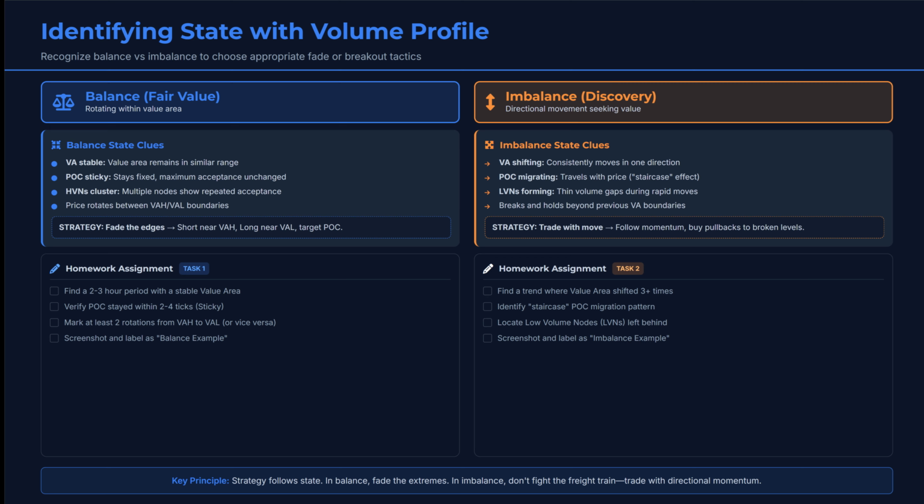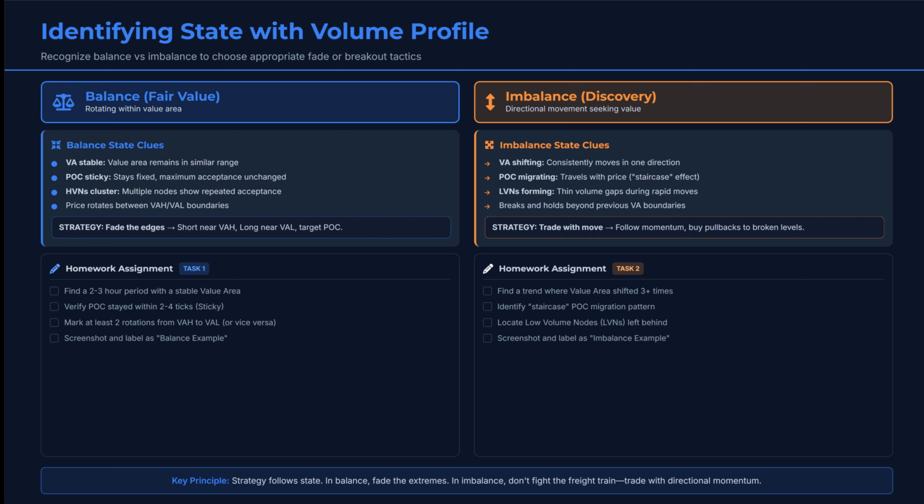Let's start with the balance state, also known as fair value or equilibrium. This is when the market has found an acceptable price range where buyers and sellers are in equilibrium. Price rotates within the value area, oscillating between the value area high and value area low, with the point of control acting as a central magnet.